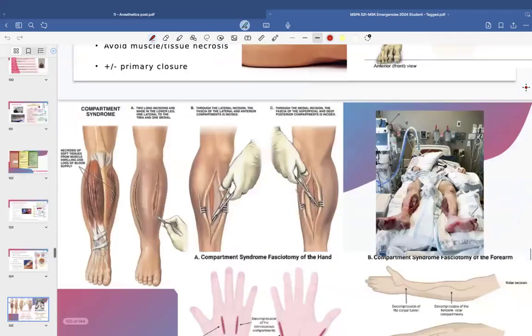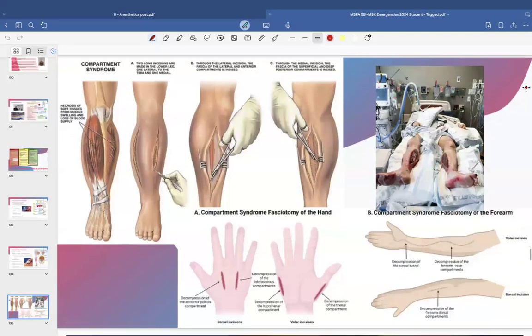Fasciotomy, so basically splitting or opening up, for patients like this. Sometimes we'll close it with what's called a Jacob's ladder. You'll see little red things going across.